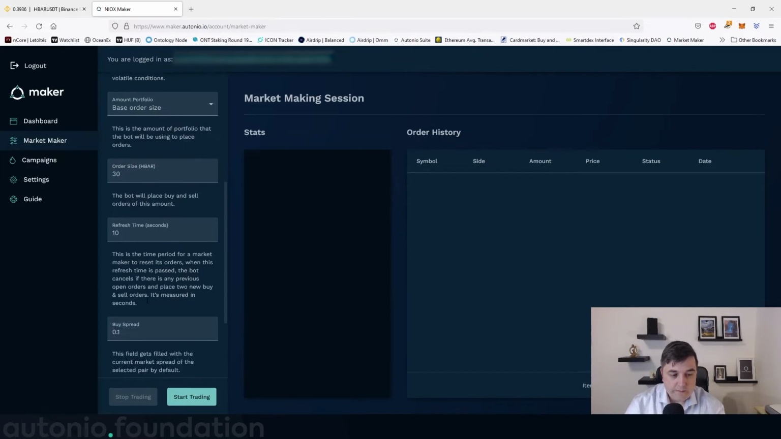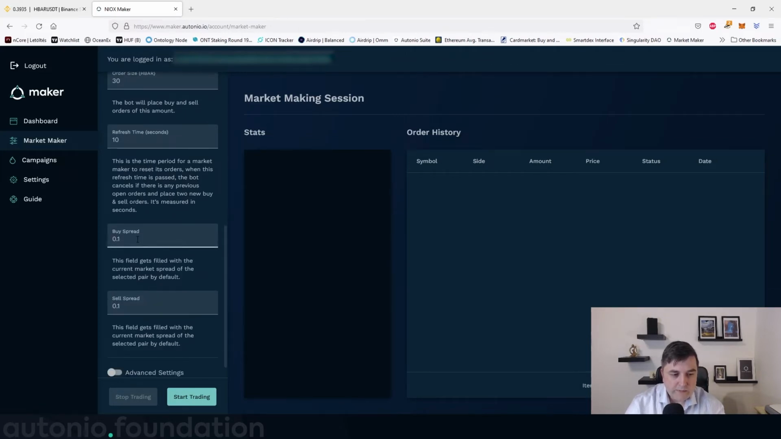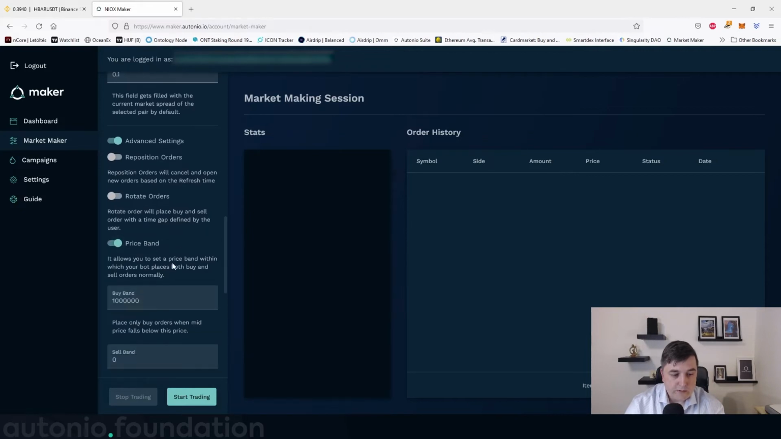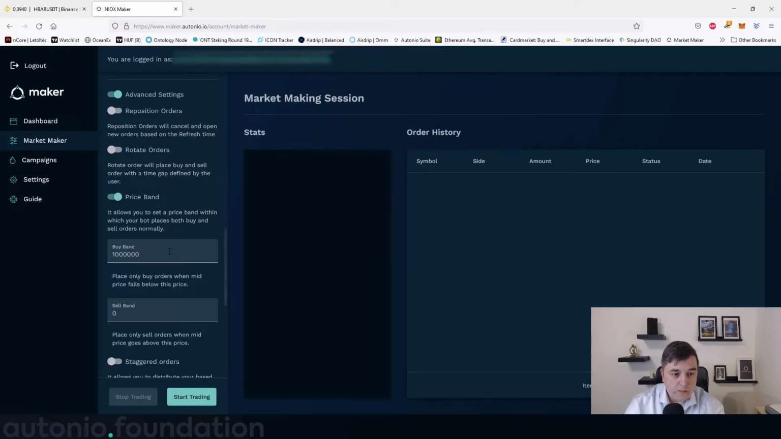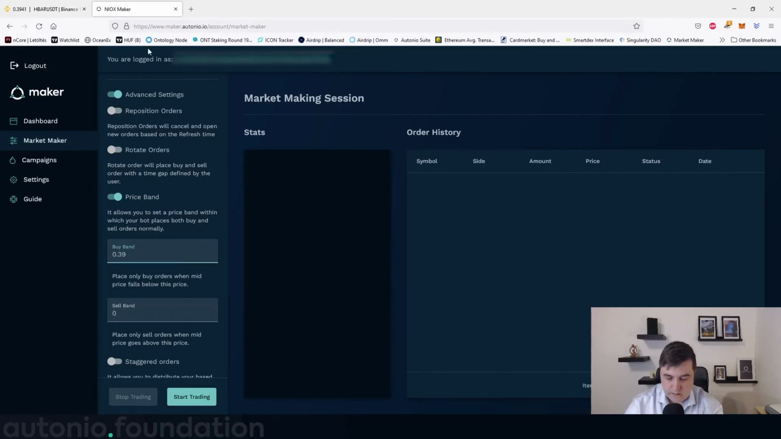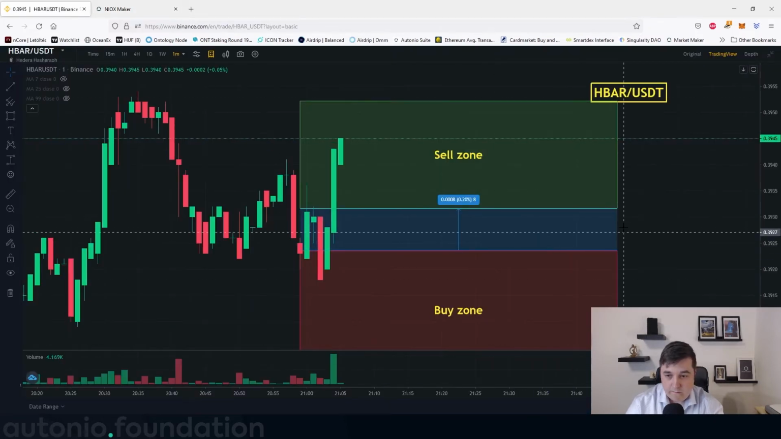Refresh time can be 10 seconds. Buy spread and sell spread 0.1. This will have a significance, but let's talk about that later. So here is the price band option. So our buy band is 0.3923 and our sell band is 0.3932.